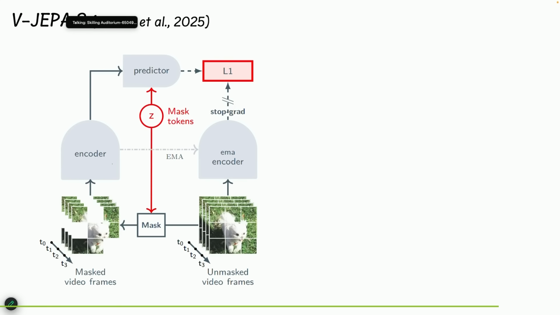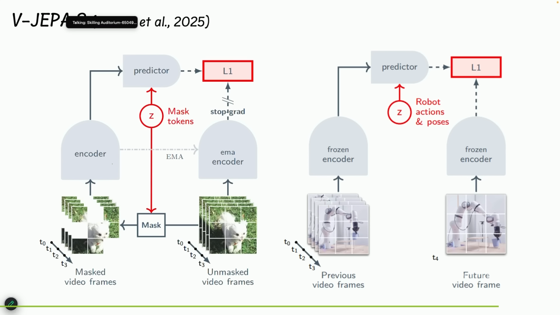V-JEPA 2 is basically the same architecture as V-JEPA 1, but they wanted to scale up. And they also did some interesting post-training. One of them is action-conditioned control. So now this became more like a world model, because, as you can see in the predictor, it gets the robot action and poses. So this is one of the post-training steps in V-JEPA 2.